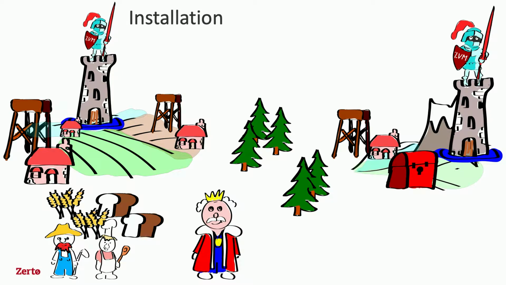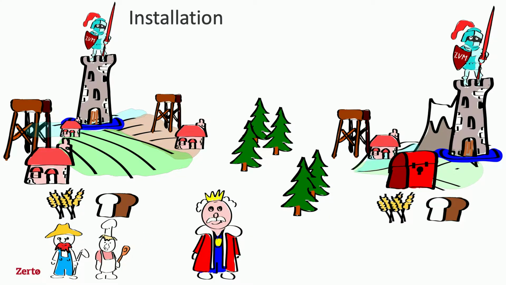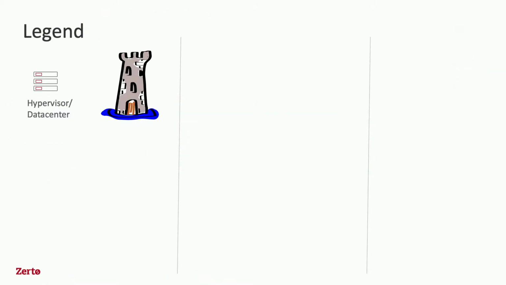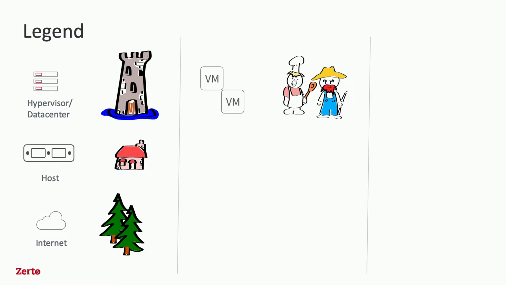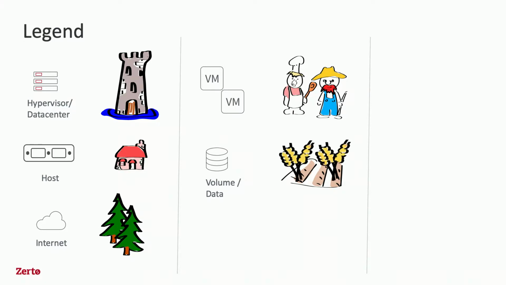So before I continue, I'll take a brief look at the terms we'll be using and the terms we will not be using. The hypervisor or data center appears as a castle. The host appears as a village. The internet, the forest that no kid is allowed to wander into alone, and some grown-ups not as well, appears as a forest. The cities are the VMs that run your workloads. The storage appears as a field. The volumes appear as a field. And the actual data appears as resources. That's the language we'll be using.